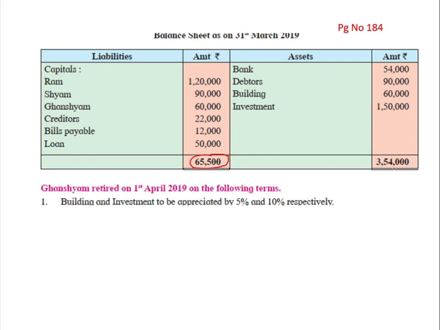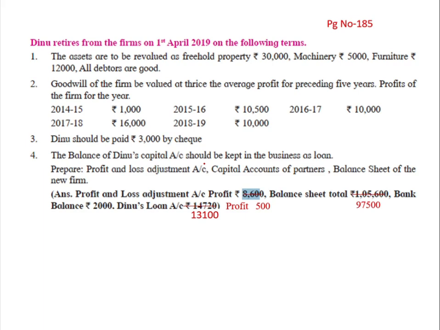3,54,000. Sorry, 3,54,000. Here also the same amount will come. Page number 185. Again there is a mistake. Profit and loss: here it should be 500. And this is also wrong. So it comes to 97,500 and 13,100. This is also a correct answer.